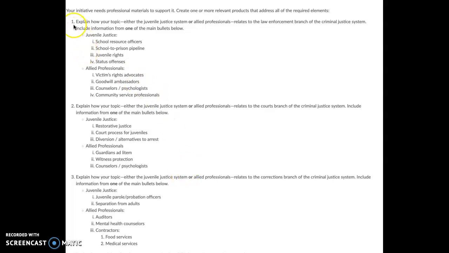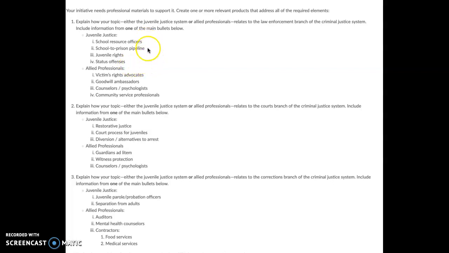So we're talking about the first three headings here, 1, 2, and 3. This is dealing with law enforcement, courts, corrections. So remember here for the instructions, you had to select one topic, and that was either juvenile justice system or allied professionals, okay? So that was your professional group. Once you selected your professional group, let's say you selected juvenile justice, and you now are going to discuss this in the context of the law enforcement branch. You then need to address each of these components here, all right?